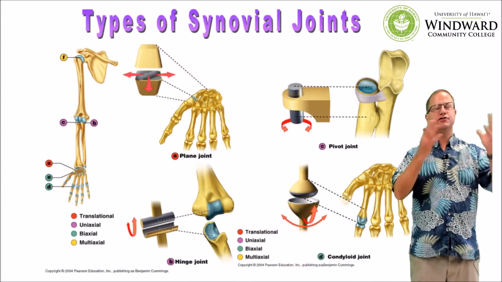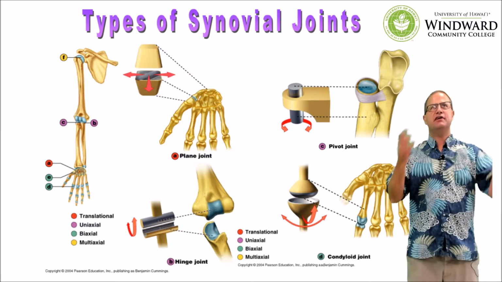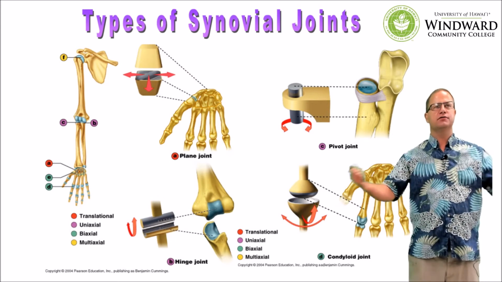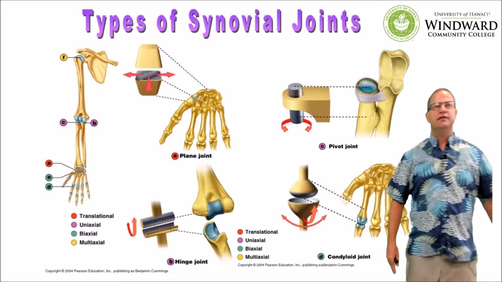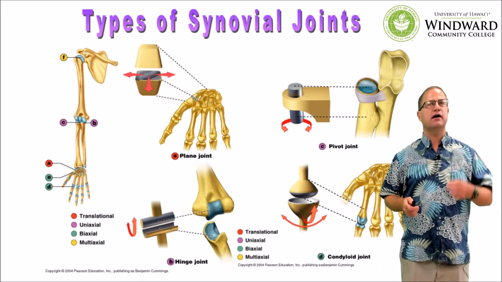Okay, now on to synovial joints. Synovial joints are the joints that we think of when we say joints. They include your elbows, they include your wrists, they include your shoulders, they include your knees, they include your hips. Okay, so let's look at a couple examples.